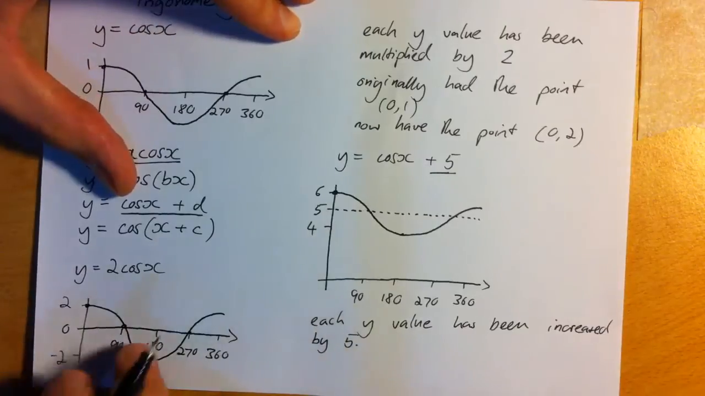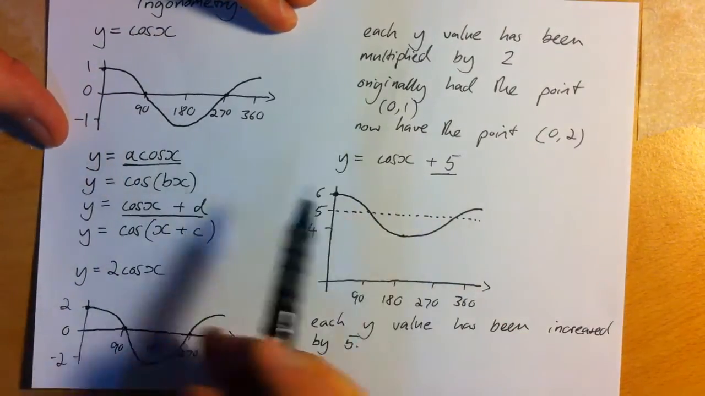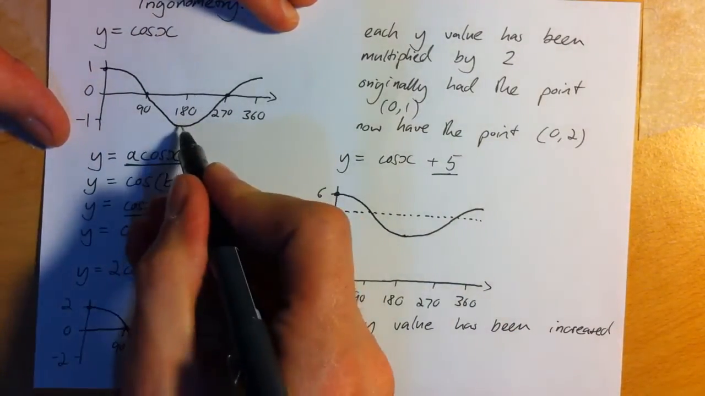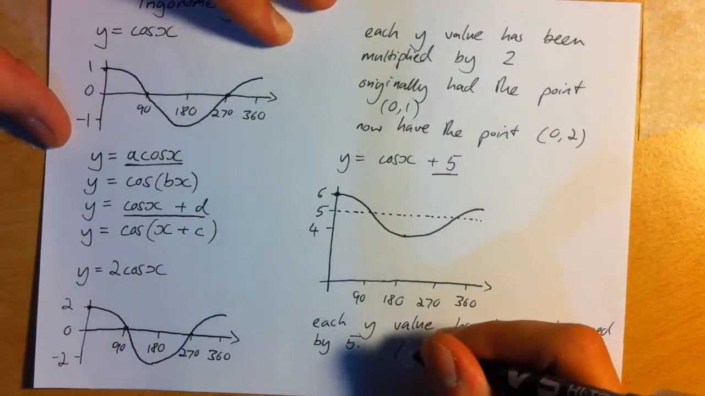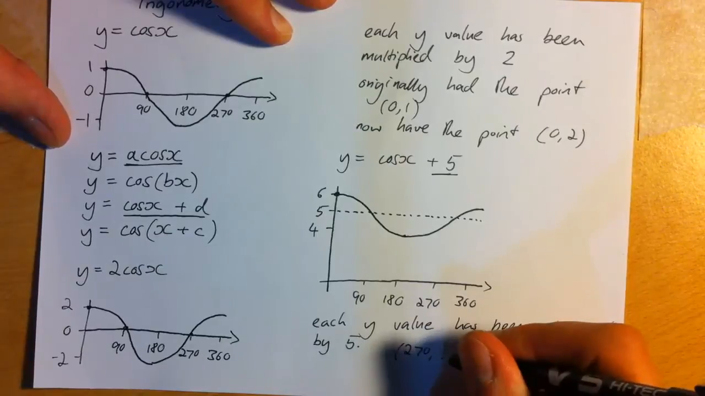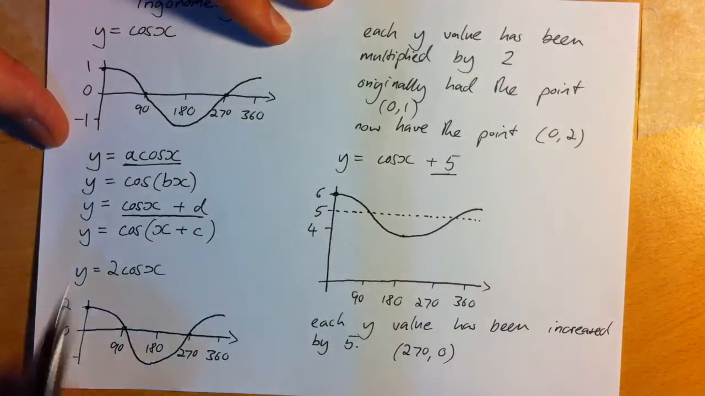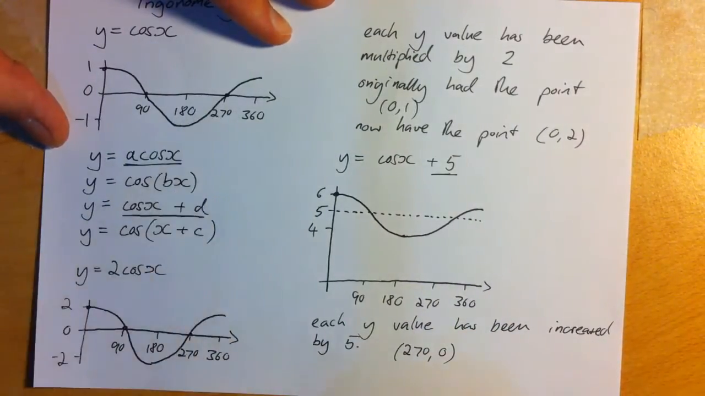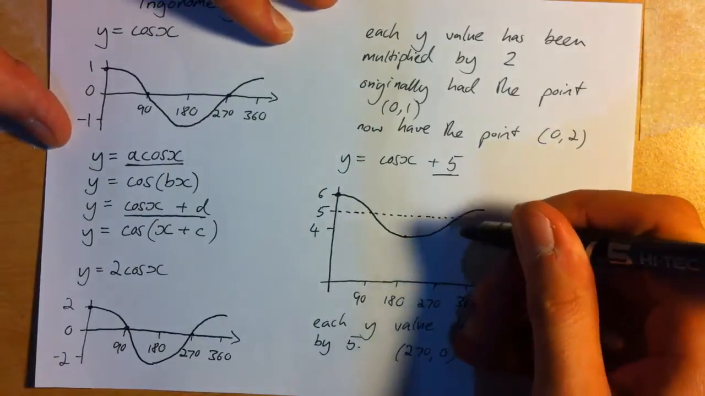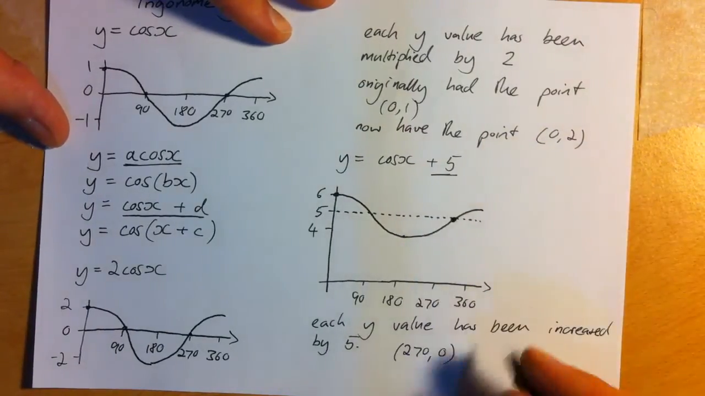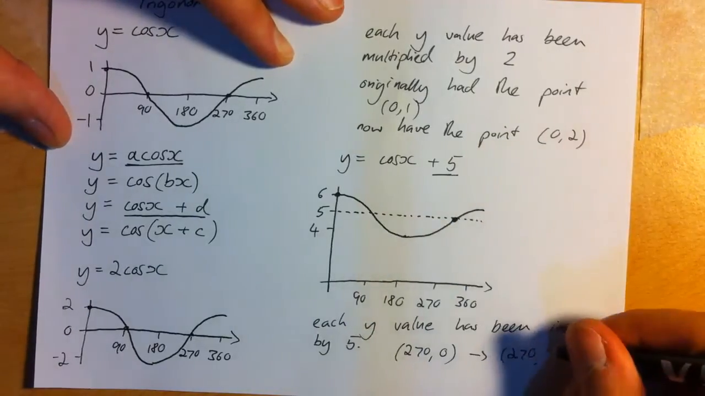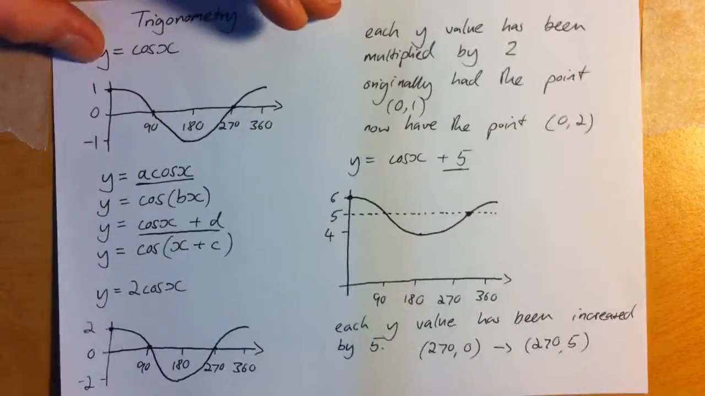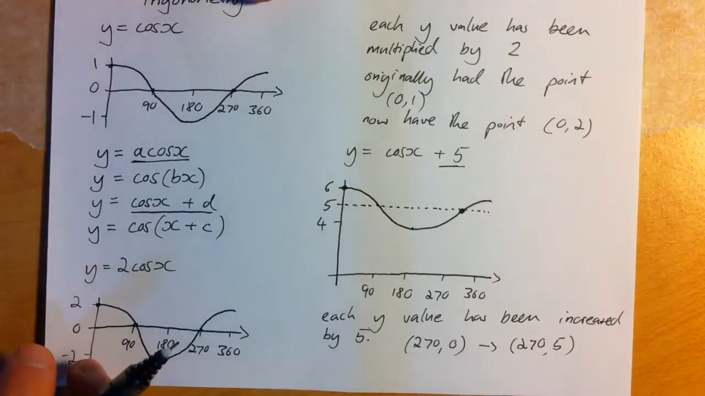So if we originally had the point, I'll use a different point this time. If we originally had this point here, which is 270, 0, we originally had that point. Each point's been raised, so we now have the point 275. So as you can see, the y value has increased by 5.